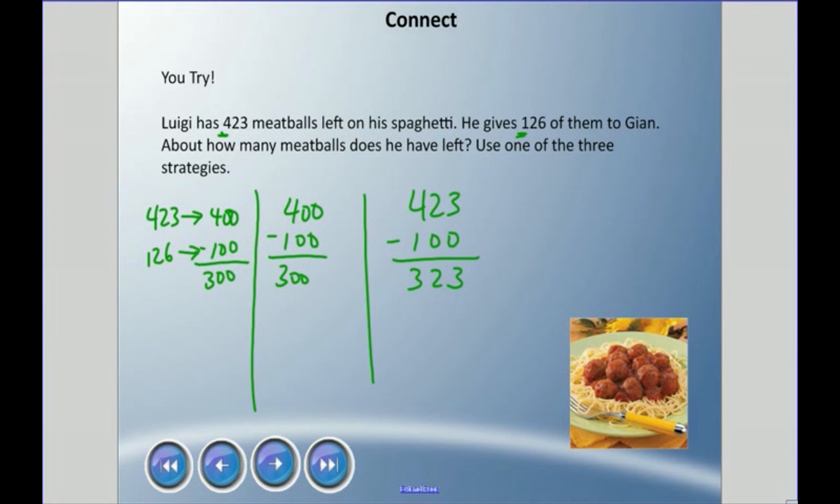And so that's just three different ways we can use estimating when we subtract. So in case you have to give away a lot of meatballs, you can see that this type of stuff will help you in life.